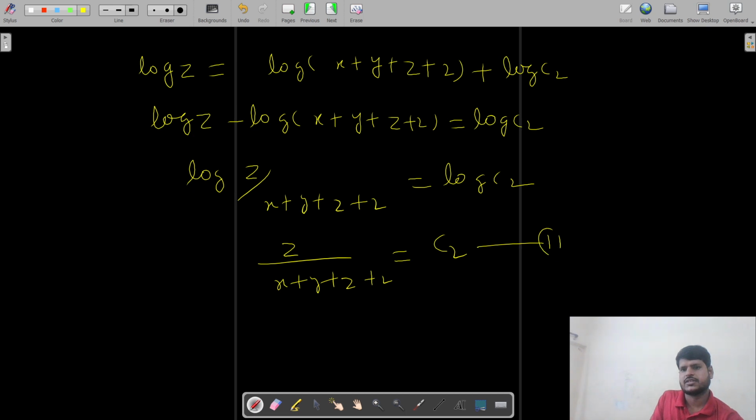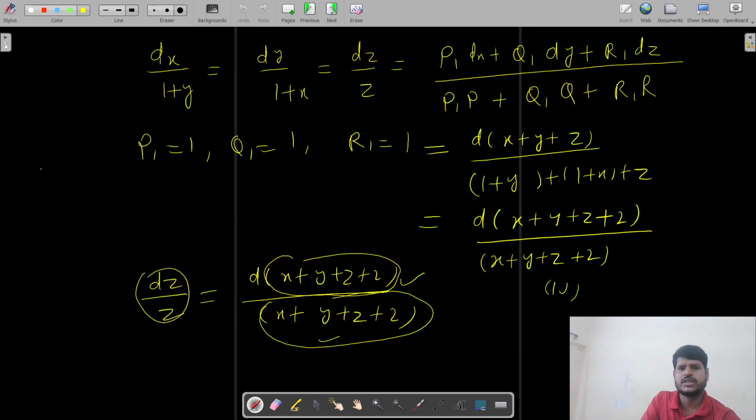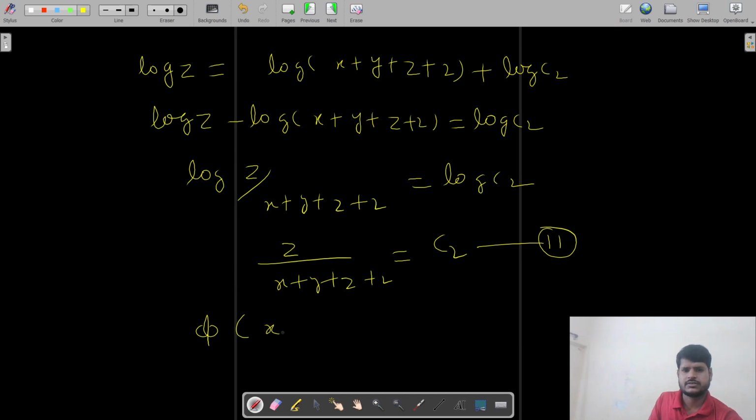This is equation 2. Now write down the solution, phi of the first equation: x plus x square by 2 minus y plus y square by 2, then put a comma, and we have z over x plus y plus z plus 2. So this is our solution.